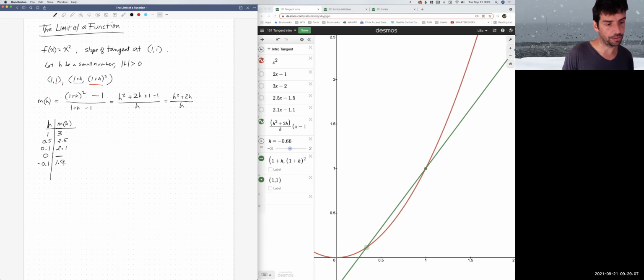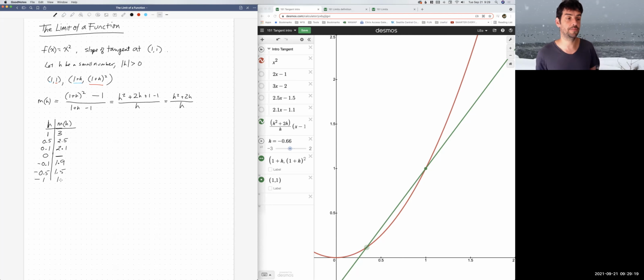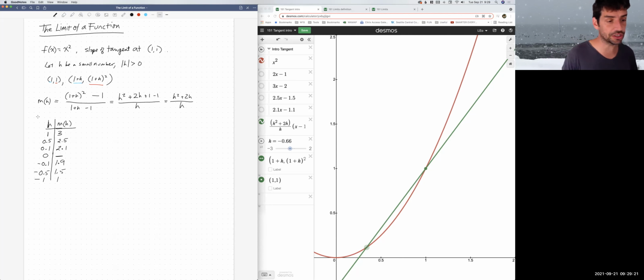0.1, we'll get 1.9. If we do negative 0.5, we get 1.5. And if we get negative 1, we end up with 1. Okay. Now, notice what happens if we look at this from both sides.